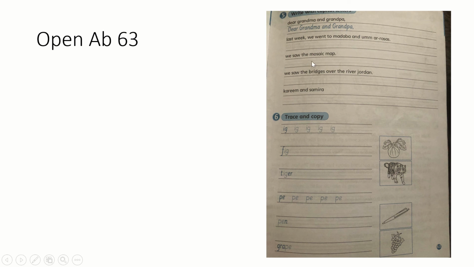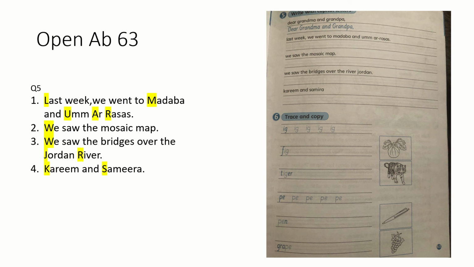We saw the mosaic map. Yes, the W must be a capital letter. We saw the bridges over the river Jordan. What is the river Jordan? This is a name of a river, so you must write it with a capital letter. Kareem and Samira. Yes, K with Kareem, S with Samira, and here don't forget we have to write the W with a capital letter. These are the answers.